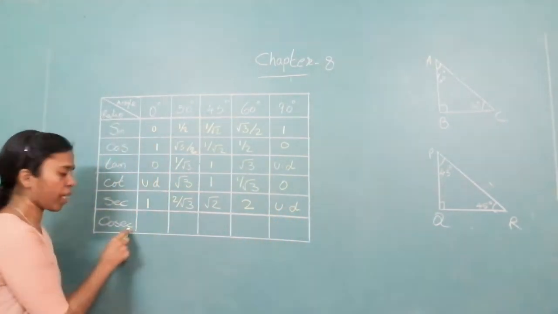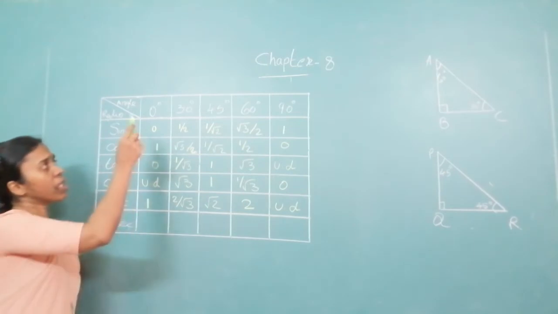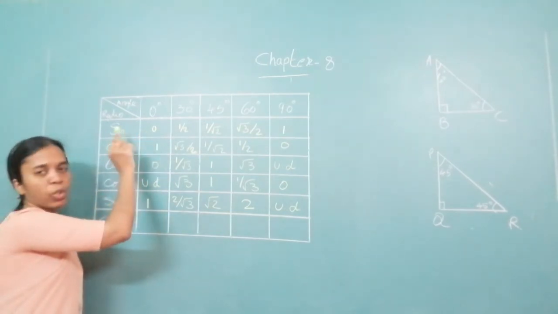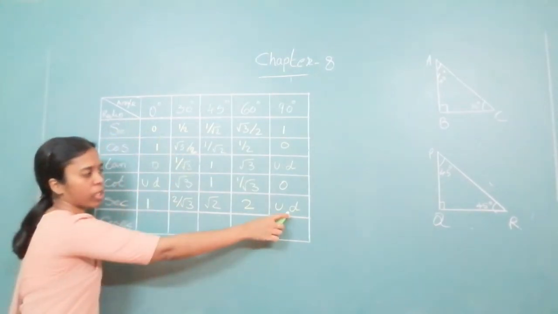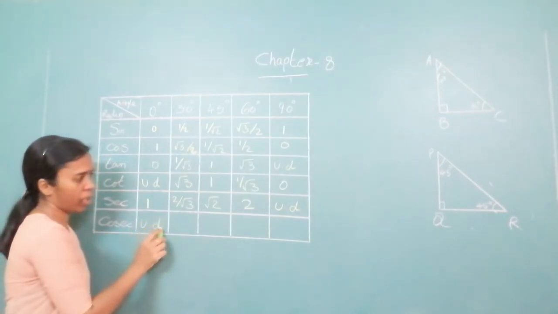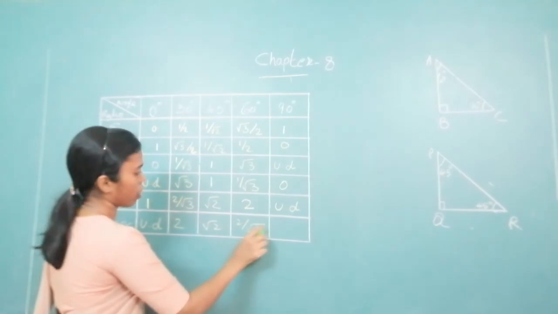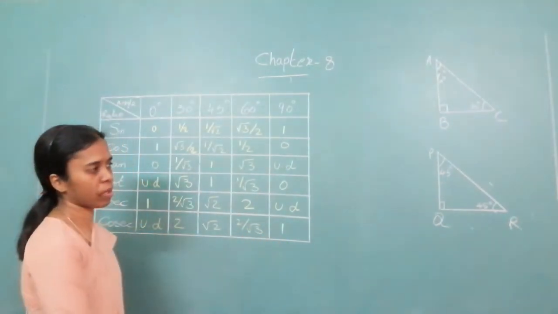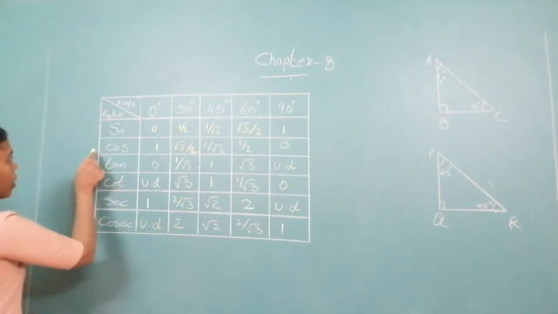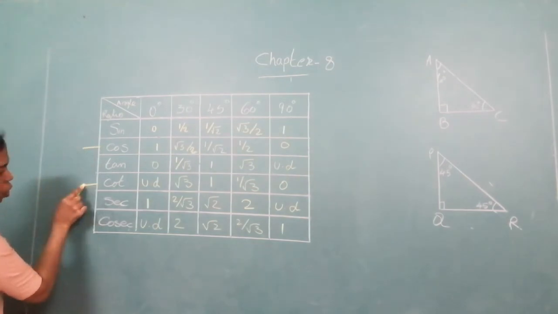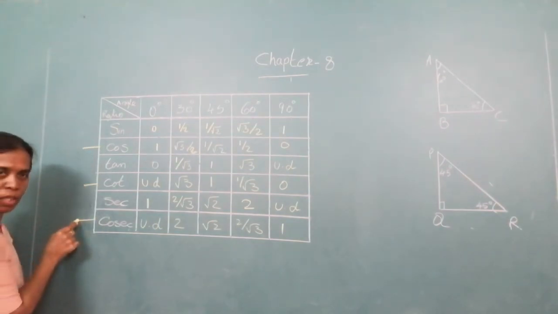Okay. Now the last line, cosec. It is the inverse of sine, so you don't have to look for that. You just write the other order of it. Undefined, 2, root 2, 2 upon root 3, 1. That's it.